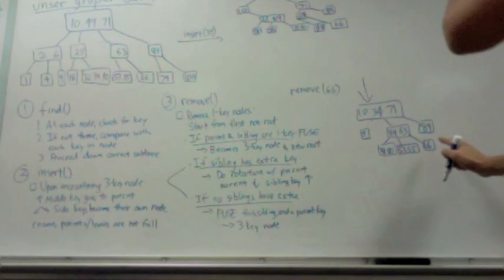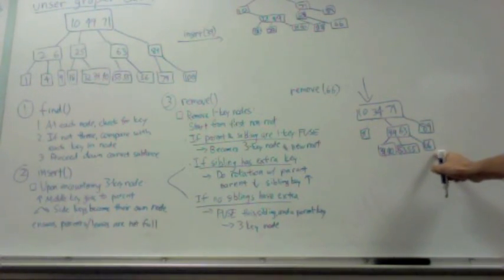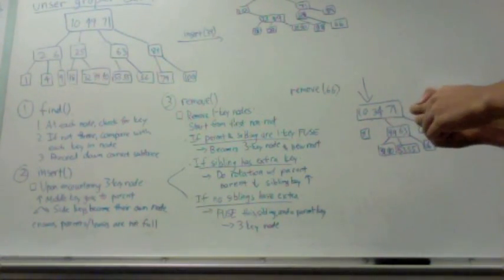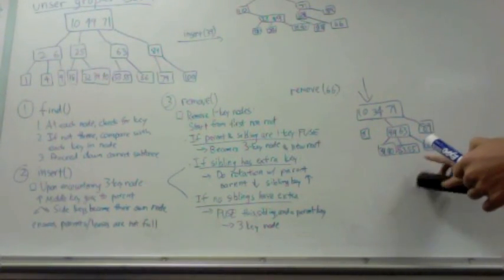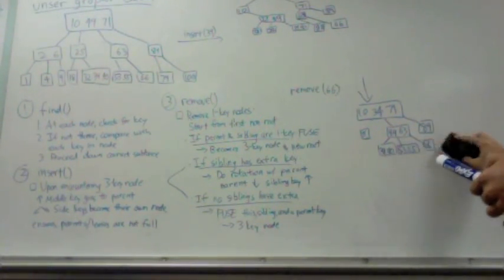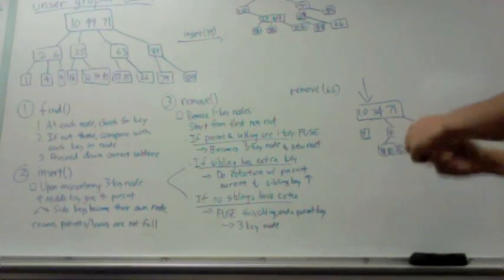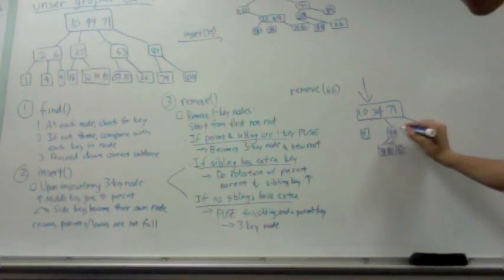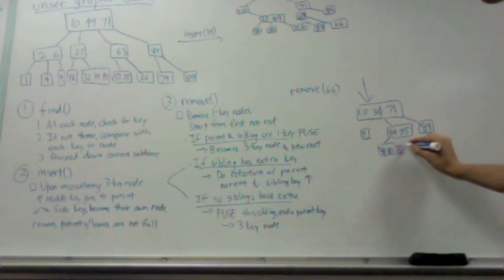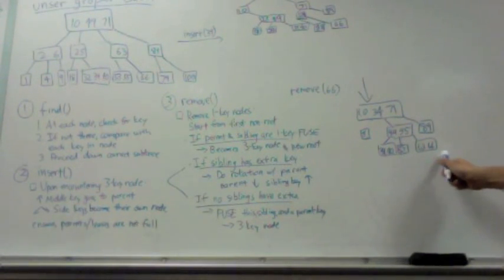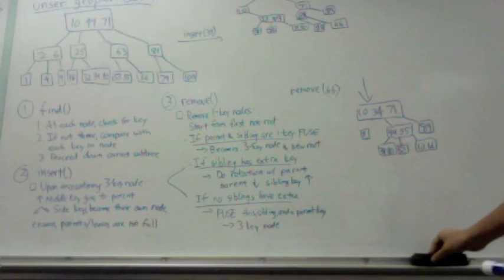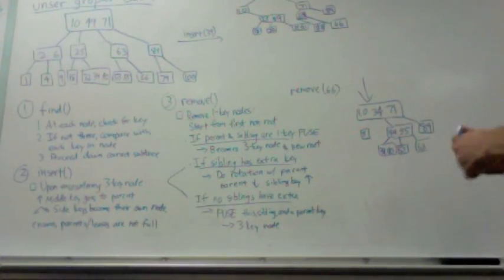And now we have to look here. We see that there is another one-key node, and so we have to do another sibling rotation. So this 55 shoots up, this 63 gets pulled down. You see this conveniently makes it so that we have a two-key node at the leaf, from which we can remove the 66 and just leave the 63.